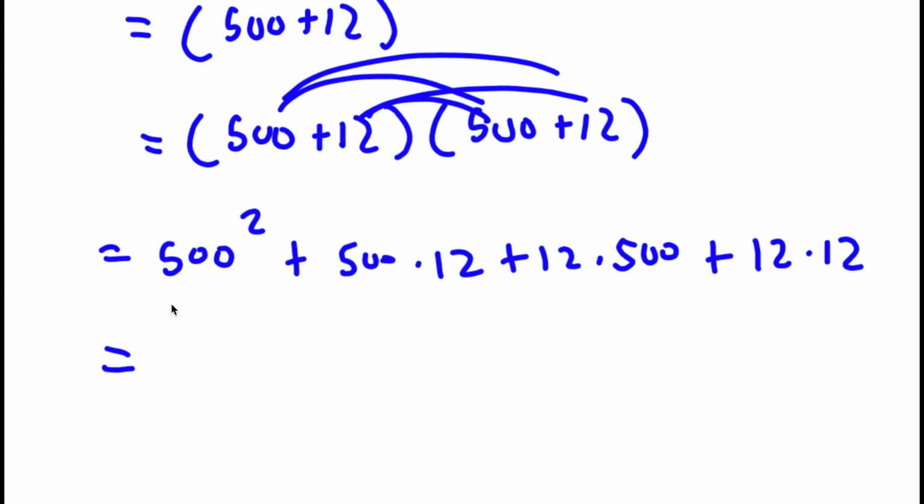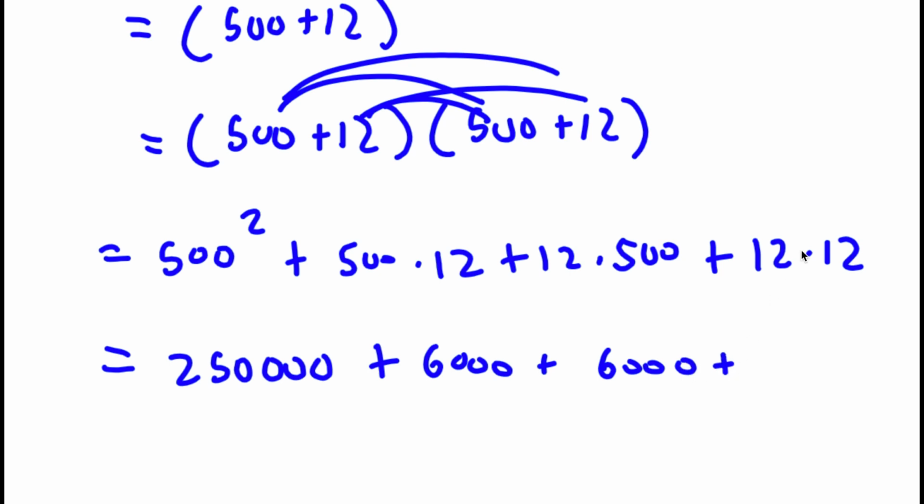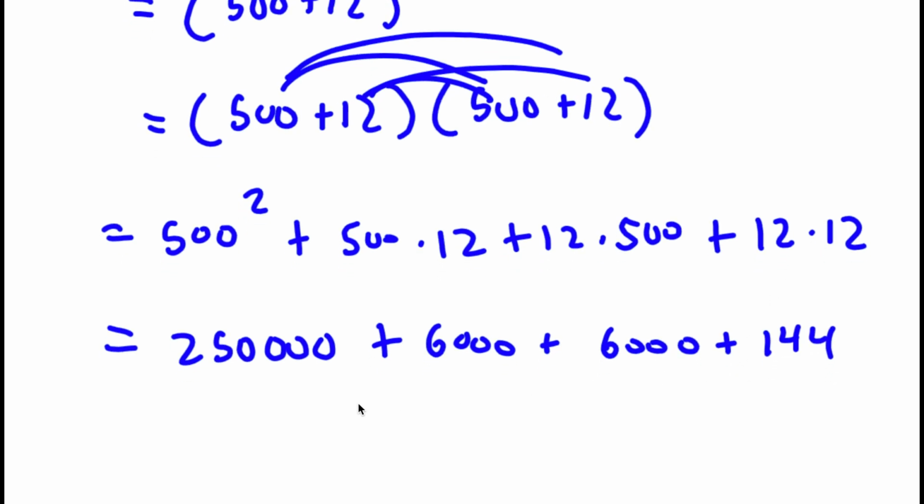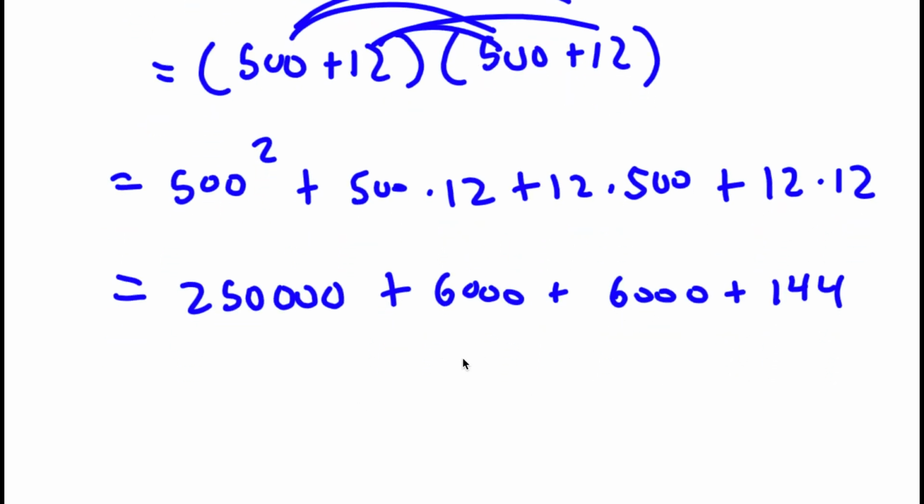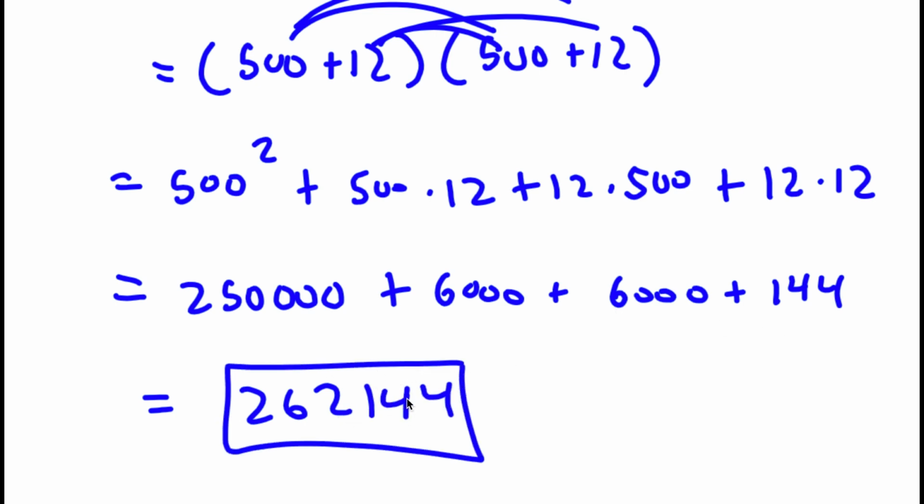So now 500 times 500, this is the same thing as 250,000. So I have this plus 500 times 12, this is the same thing as 6,000, plus again 6,000, plus 144. Now 6,000 plus 6,000 is 12,000, and 12,000 plus 250,000 is 262,000, so I have 262,000, and we can't forget 144 at the end, so I have 262,144, so this is my answer.